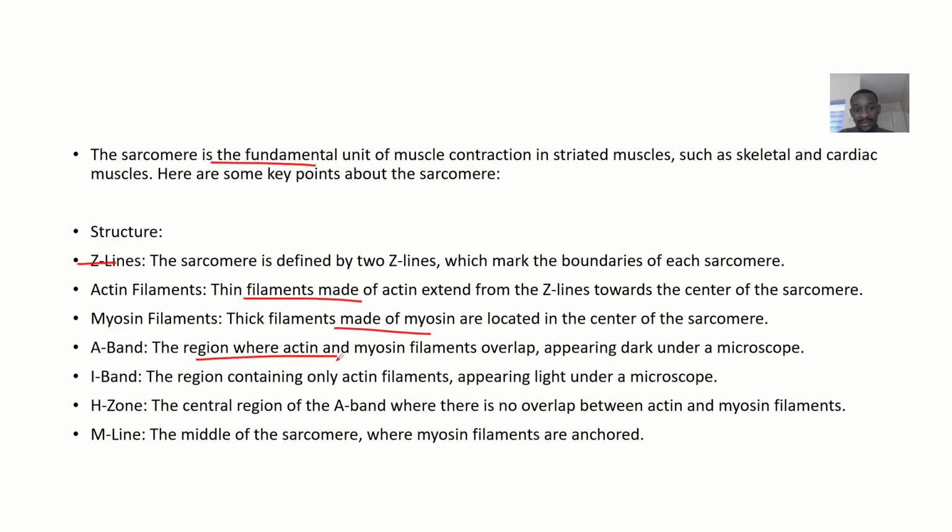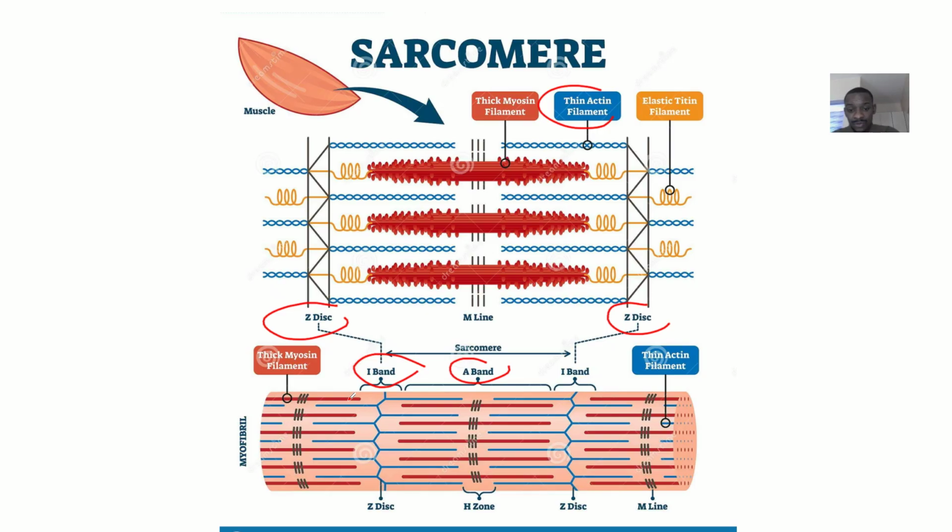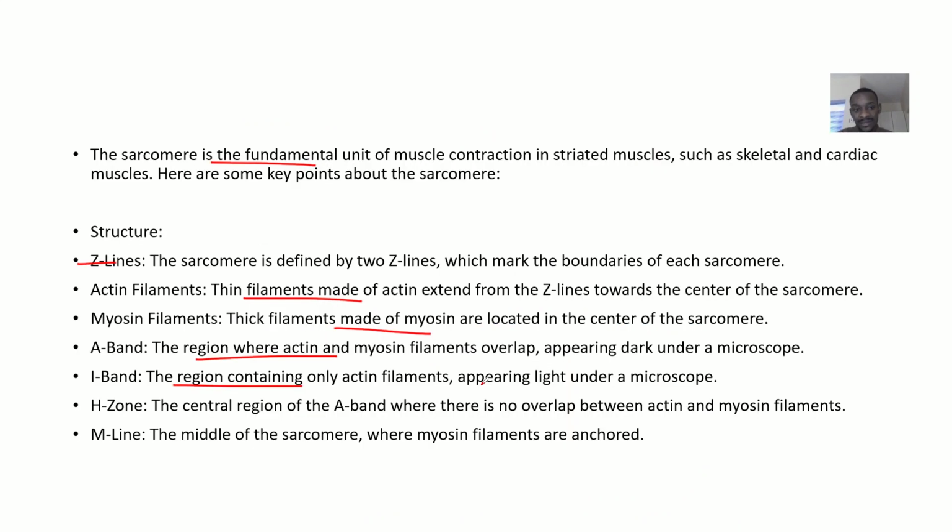Then we have the I bands. We said that I bands are the region containing only actin filaments, appearing light under the microscope. So the I bands will appear light. See them? Within this side, the A bands actually overlap, so two things overlapping make it darker under the microscope.